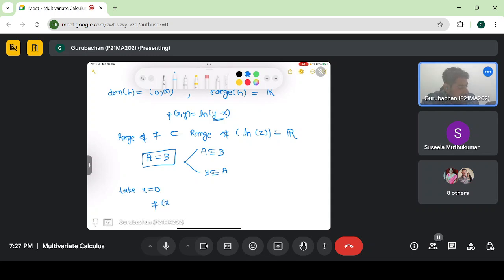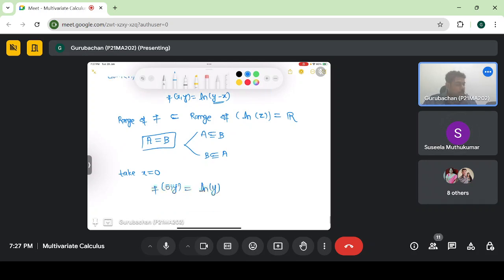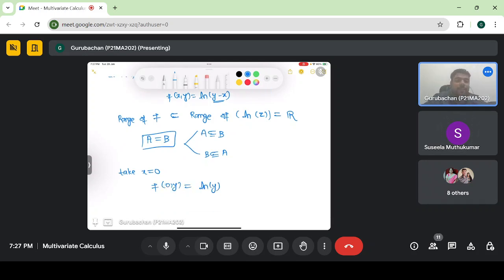Then f(0, y) will be ln y. Now what is the range of ln y? Tell me. Ln y is polar, whole R. Yes. And we have fixed 1 x. So that means when we have fixed 1 x, we have whole R in the range of f(0, y), or you can say f(x, y). So that means R can also be said to be a subset of the range of this f.